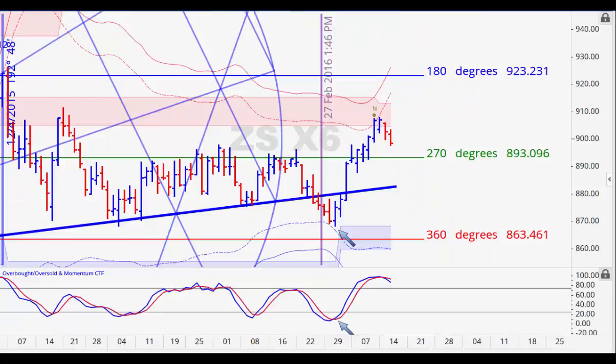Fast forward to the November contract and we see a thing of beauty here. Market came in, touched our volatility-based support at our bands, moved straight up to the next band above, and we see now the market is starting to trade back down. We have the 280-degree level sitting at 893. First key level of potential support.